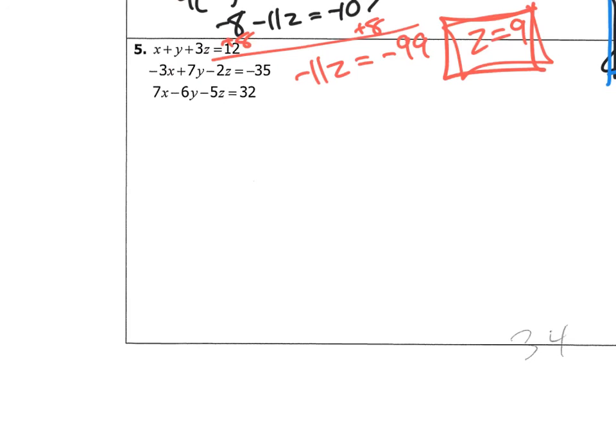All right, number 5, I'm going to again say to myself, what could I eliminate? Well, if I see this x and this negative 3, if I multiplied the first equation by 3, it would get rid of the x's. If I'm picking the first and the third, if I multiplied the top by negative 7, it would get rid of the x's. All right, so that's just what I'm thinking in my head. So I'm going to pick the first and the second, and I'm going to eliminate the x's here.